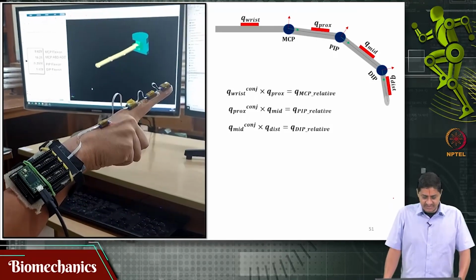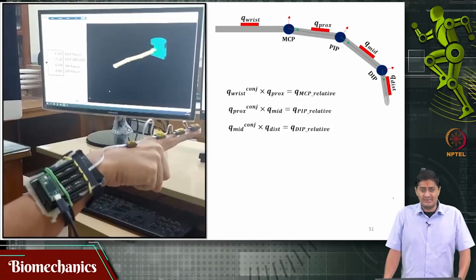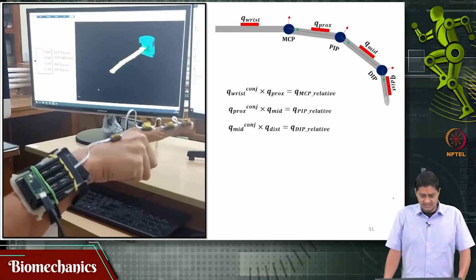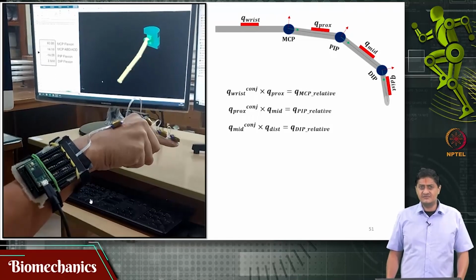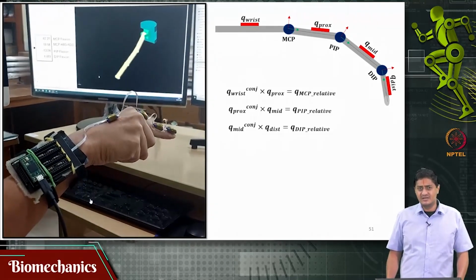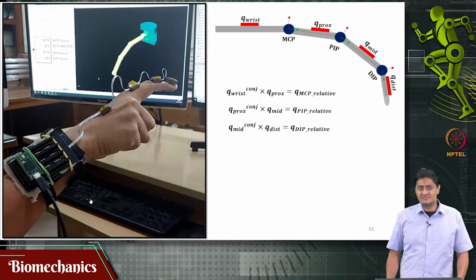This is a system that we developed in our own lab using IMUs. So, in the next few videos I will describe how we developed this measurement system.